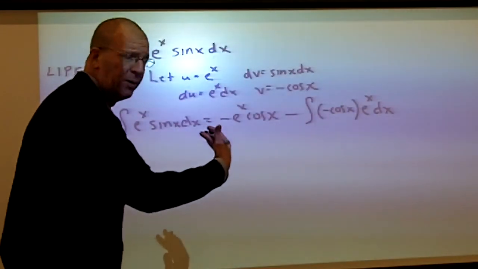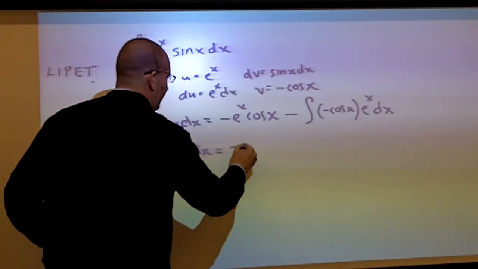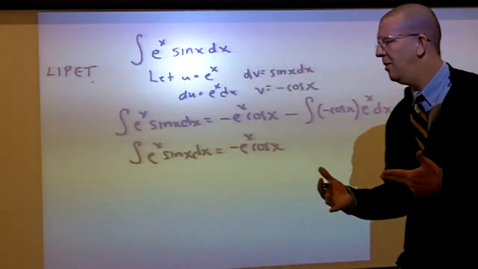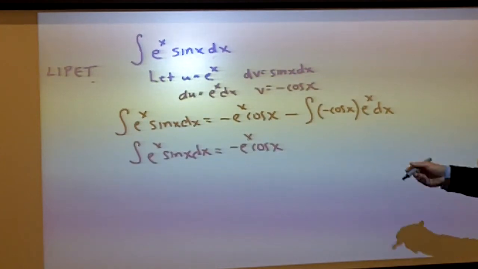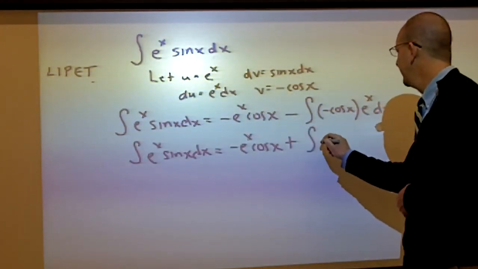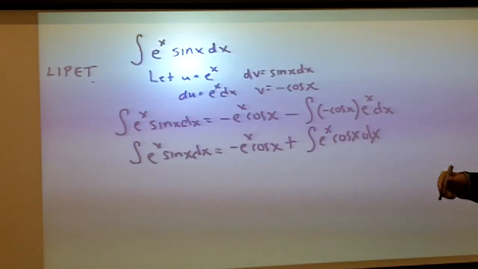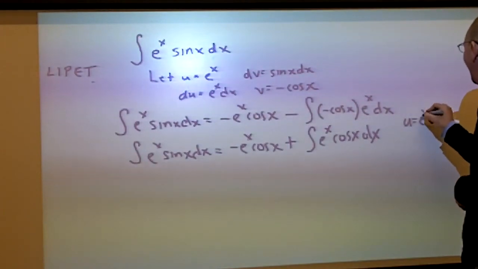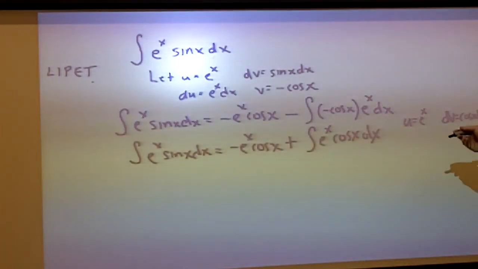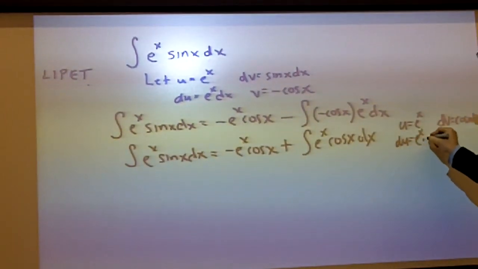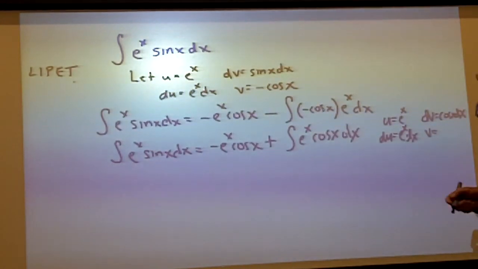Again, we solve the problem. The integral of e to the x sine x dx equals negative e to the x cos x. Now, let's take a look at this one. Well, first of all, I know that's going to be plus the integral of e to the x cos x dx. I'm going to do integration by parts again. u equals e to the x, dv is cos x dx. So du is e to the x dx, and then v, what is the function whose derivative is cosine? Sine. That's right.